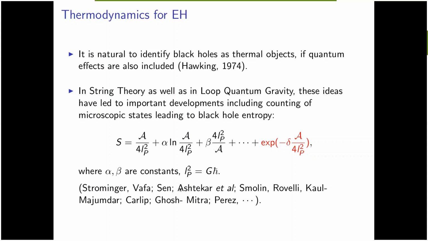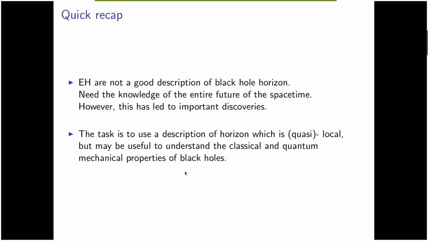While in loop quantum gravity, they were mostly through the work of Ashtekar, Smolin, and this log correction was first given by Kaul and Majumdar, for example.